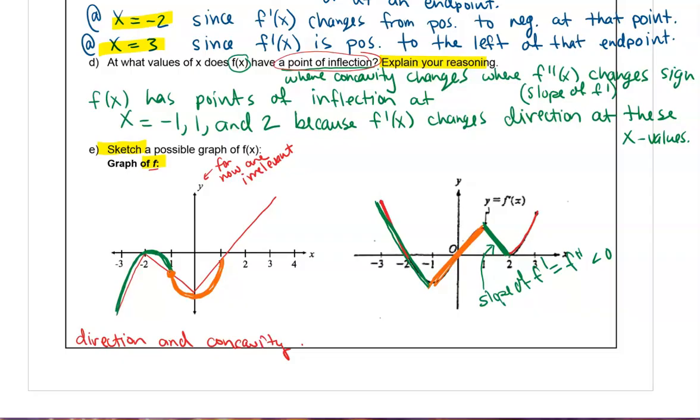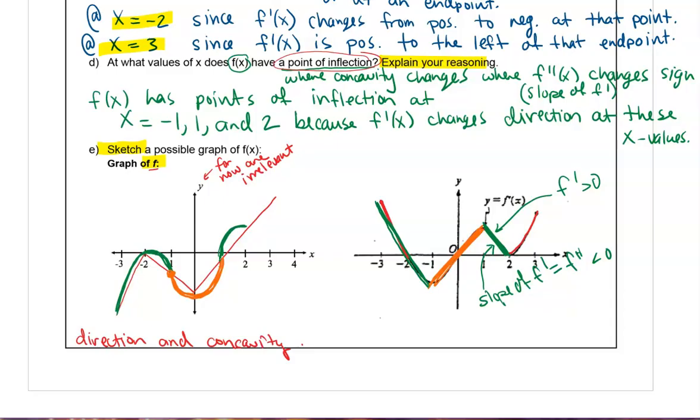That would be concave down. But notice how f prime itself is still positive there. So my function is still going up, but it's concaving down. So that would be something like this. And that was up until 2. So it's concaving down, but going up.